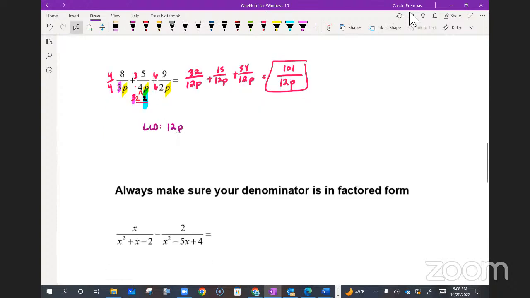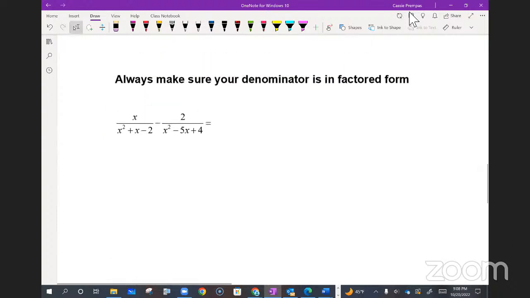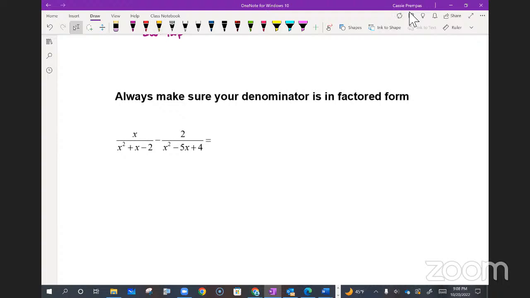All right, let's try two more before I let you guys work on homework. First things first, as you guys have been identifying your least common denominator, you've hopefully been noticing that factoring is a huge component. Always make sure your denominator is in factored form. It will help make your life easier. You won't be working with as much multiplication, and it'll make sure that your fractions are simplified.